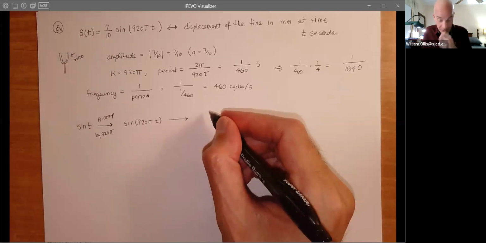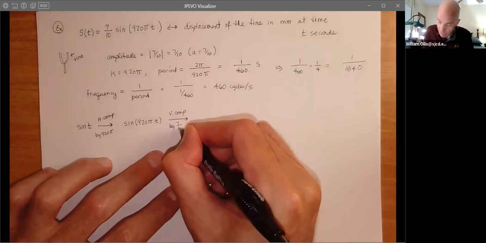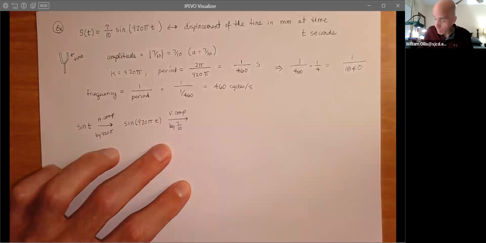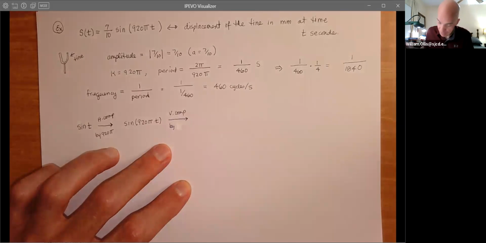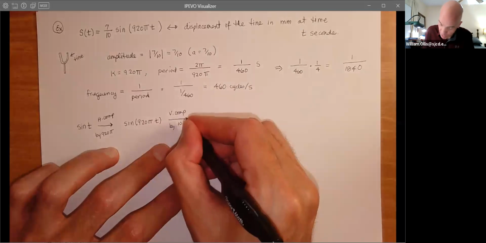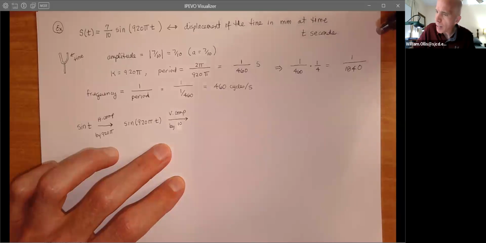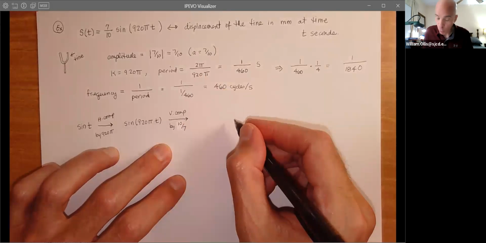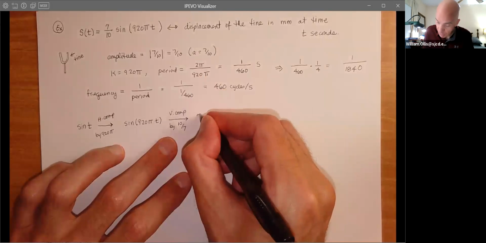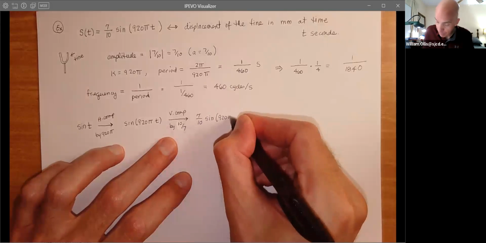And then we do vertical compression, by 7/10. So in this case, well, actually we reciprocate that when the number's less than 1. But what did I do on the last one? Let me look and see. Yeah, I did reciprocate it, and that's what I normally do. So by that factor, we're making it that much smaller. So this will be 7/10 sine 920 pi t.